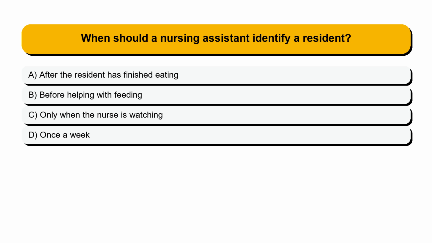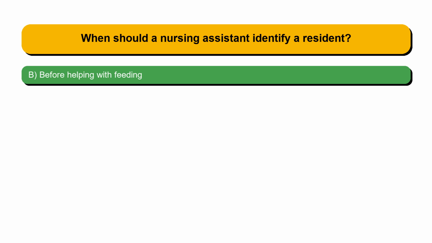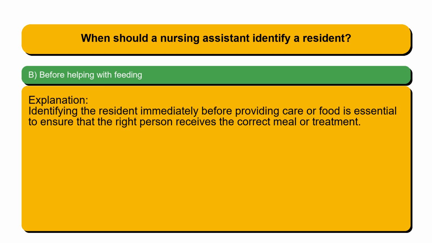Question 10. When should a nursing assistant identify a resident? Option A, after the resident has finished eating. Option B, before helping with feeding. Option C, only when the nurse is watching. Option D, once a week. The correct answer is option B, before helping with feeding. Identifying the resident immediately before providing care or food is essential to ensure that the right person receives the correct meal or treatment.